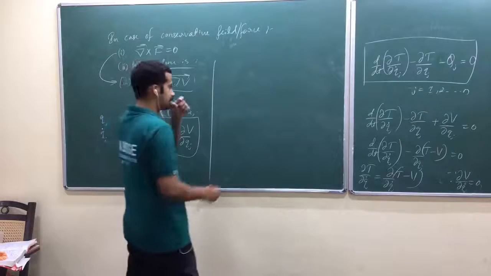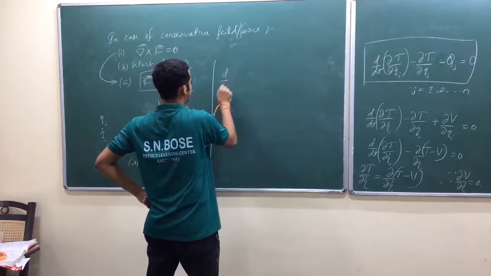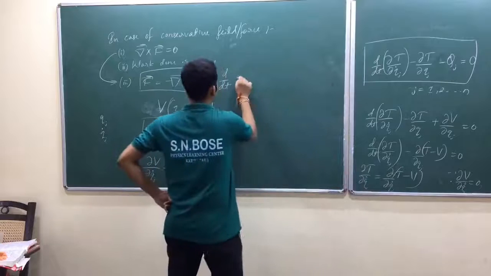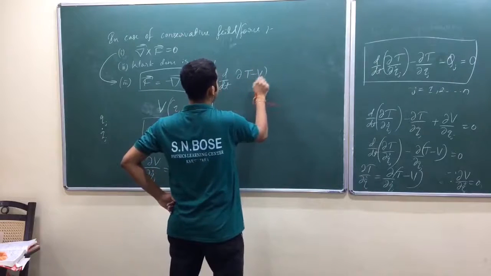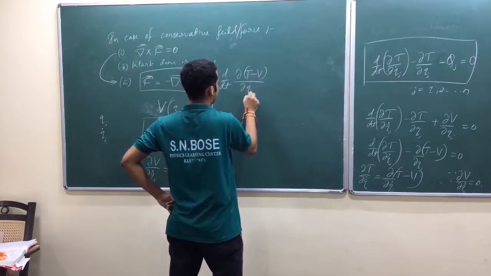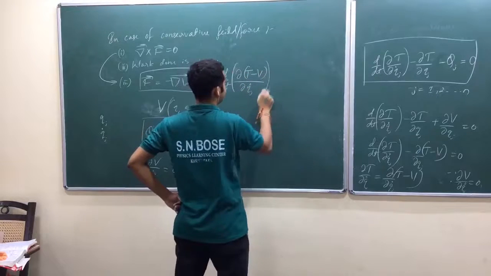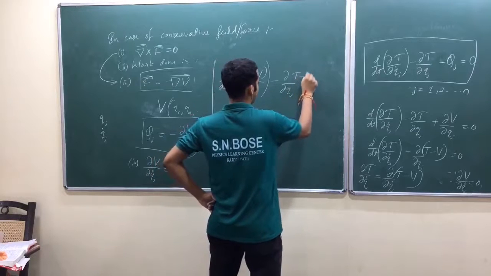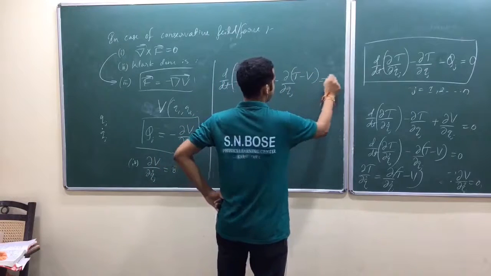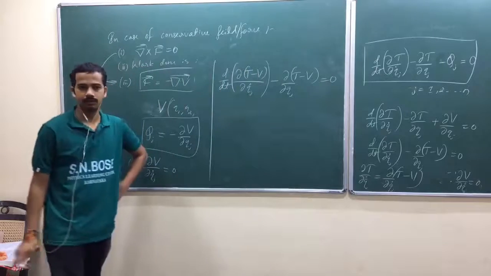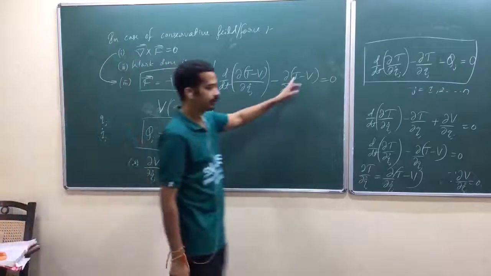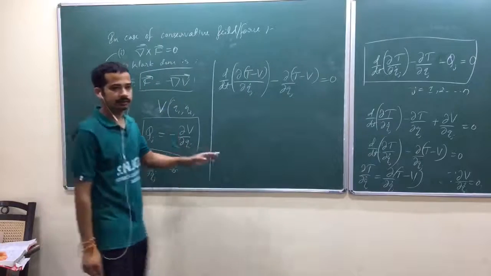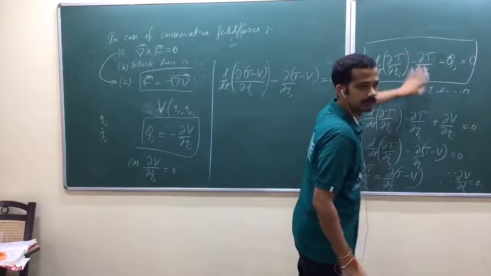Now look at here. Ultimately, we can write our equation like this: d by dt of dou T minus V by dou Qj dot, minus dou by dou Qj of T minus V, that's equal to 0. In case of conservative field, we can write generalized force like this. Is that okay? In case of non-conservative field, you better use this equation.